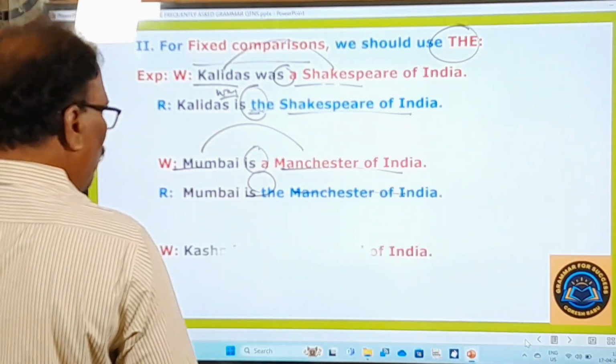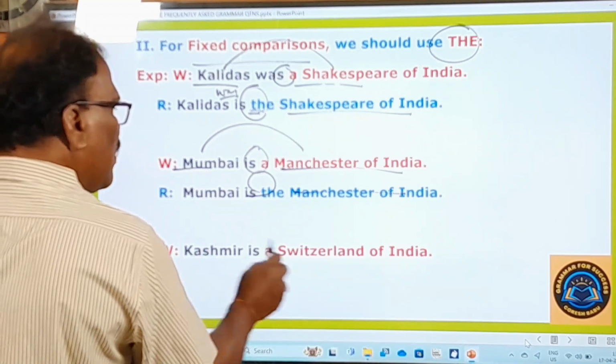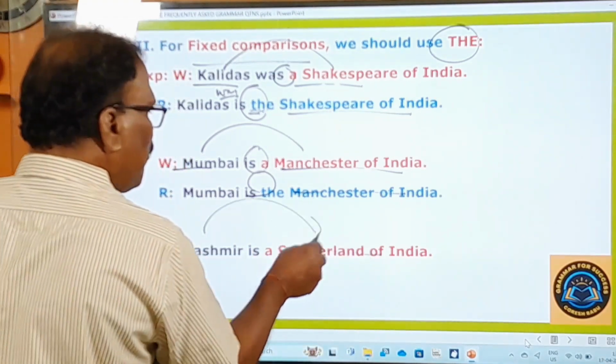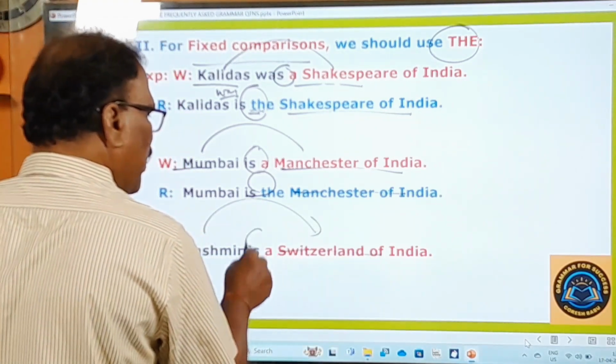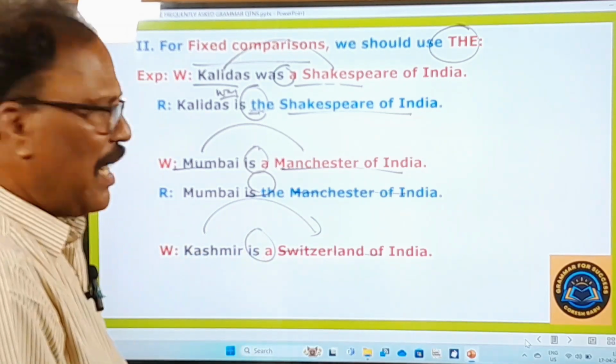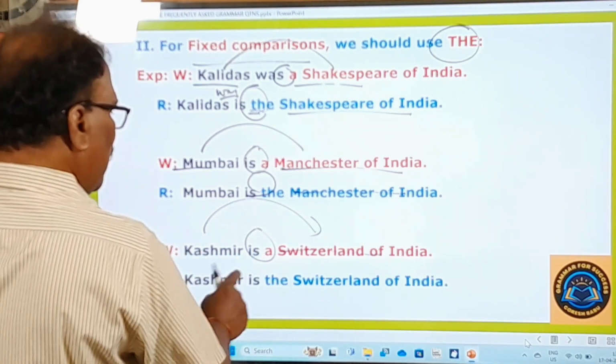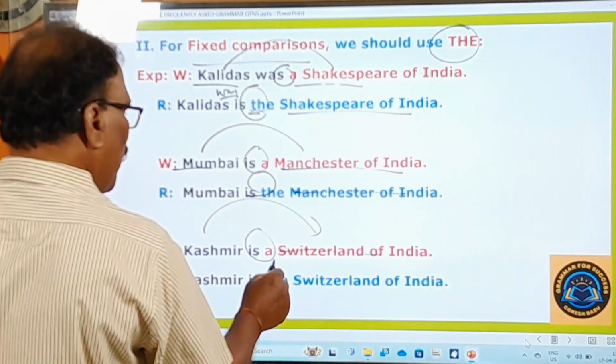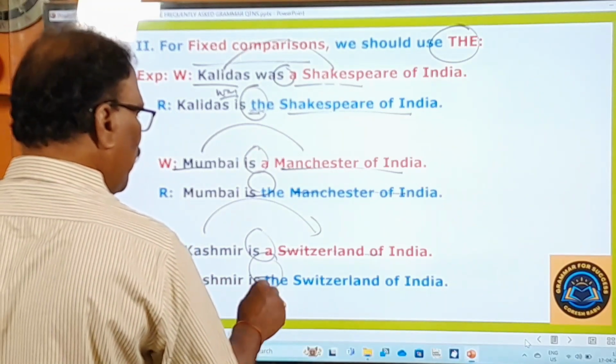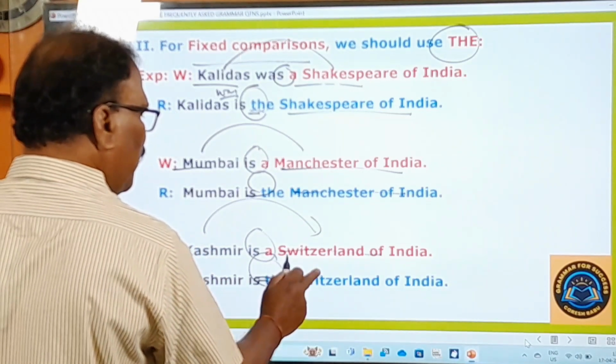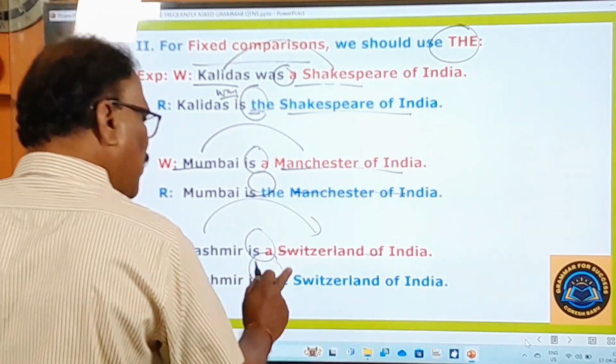Now the last example. Kashmir is a Switzerland of India. Kashmir is compared with Switzerland. It's a fixed comparison, but we have wrongly used a before that. What should we say? Kashmir is the Switzerland of India. Okay, it's a fixed comparison. Therefore, we have to use the definite article here.